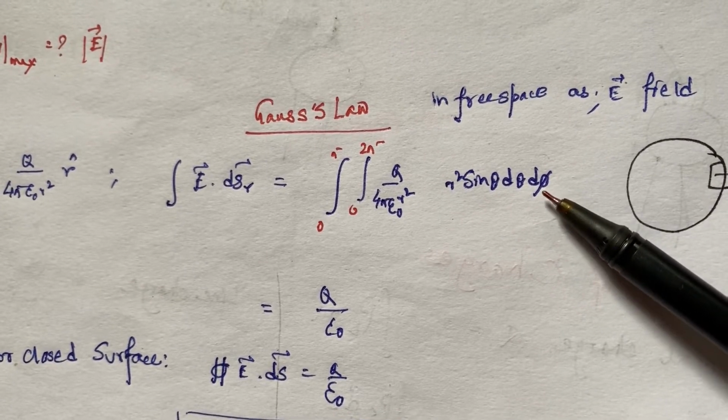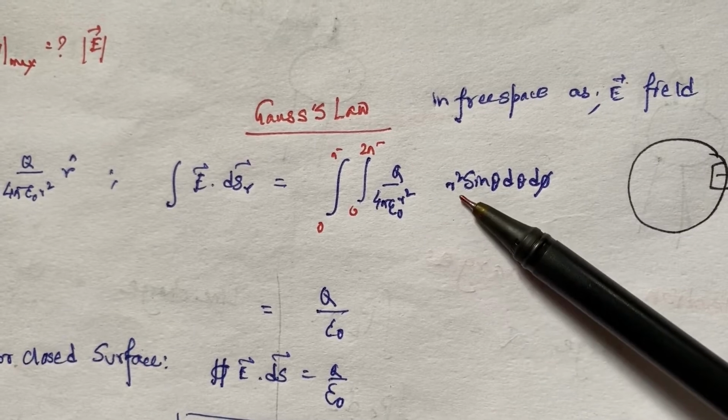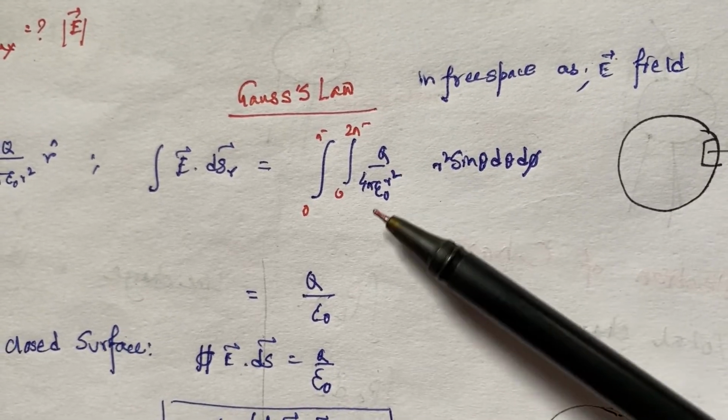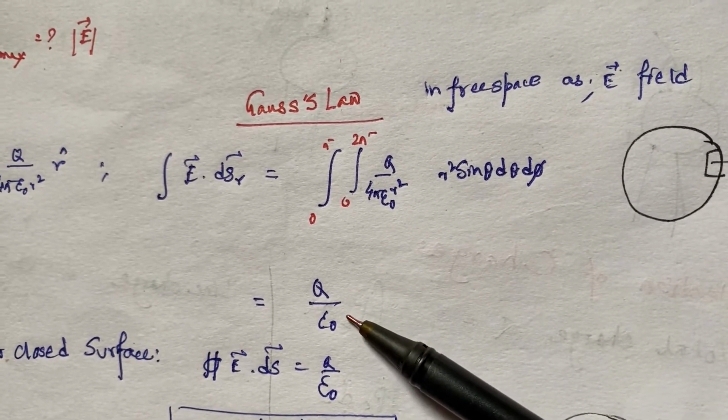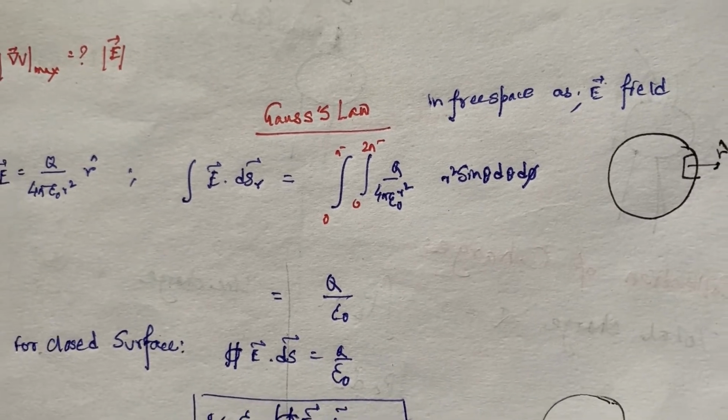The 4 pi gets cancelled out. R square is already cancelled out. So what is left is Q by epsilon 0. This is in free space.